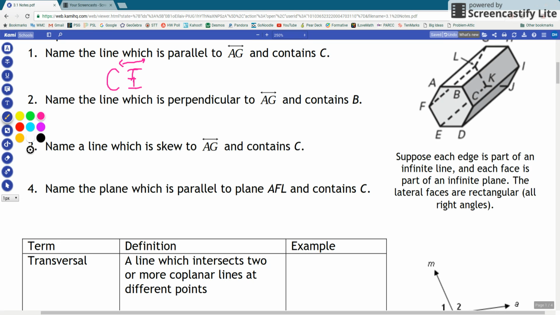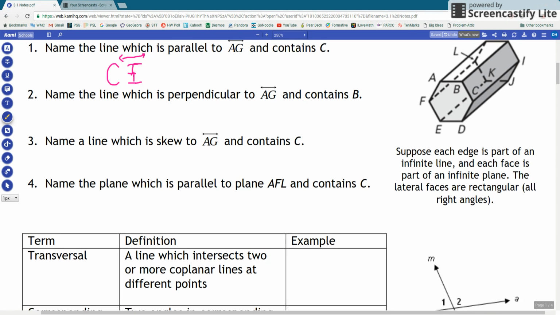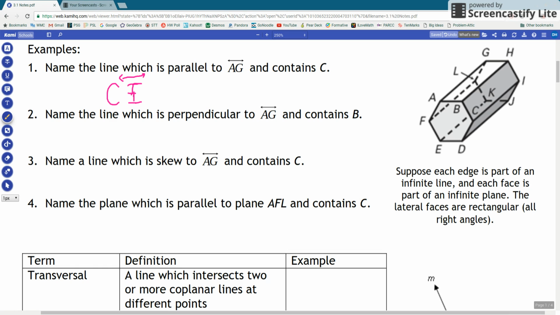The next example, we're looking for a line which is perpendicular to AG and contains point B. Now recall from last chapter that perpendicular means they intersect at a right angle. So the only line which does that is line AB. Let me highlight that on here for you. There's our first line. We're looking to go through point B, perpendicular to it.